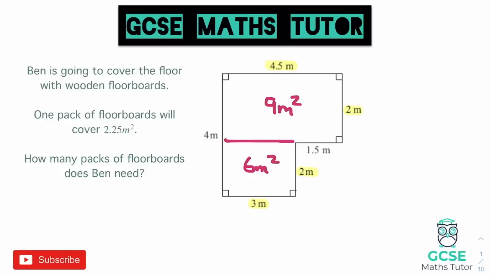So overall, we can work out the actual total area. And 9 and 6 is going to give us a total area of 15 meters squared. Again, just showing your working out and how you've added them together. So the area of the floor is 15 meters squared.